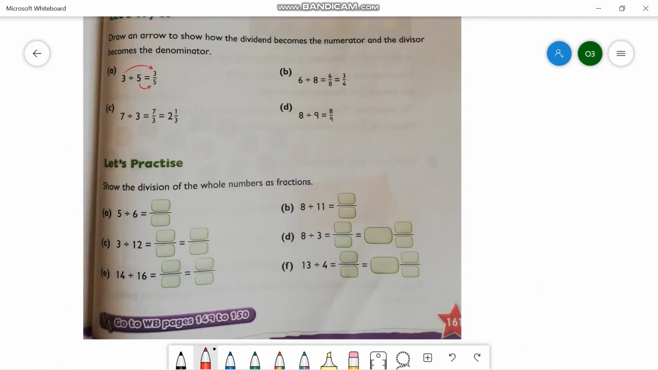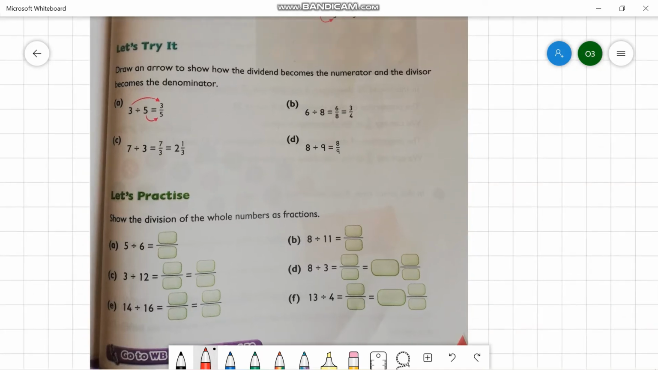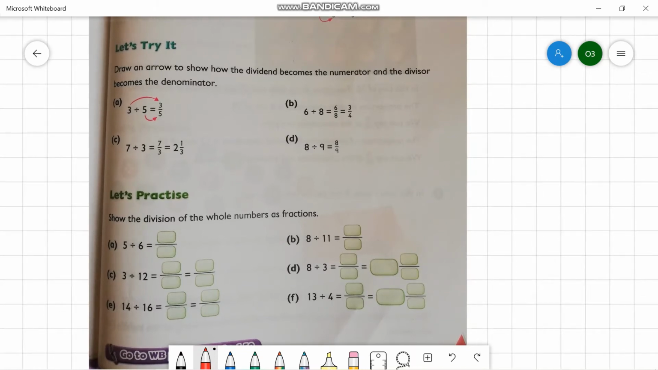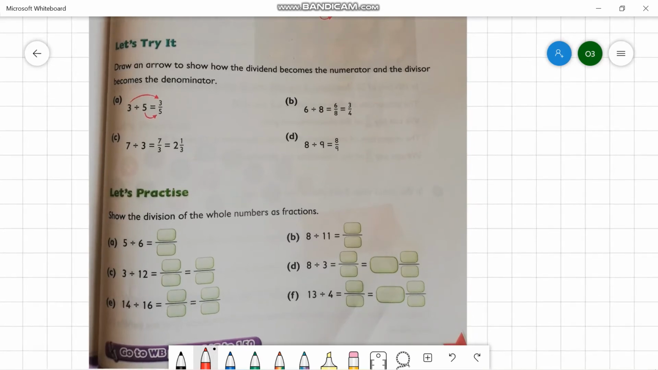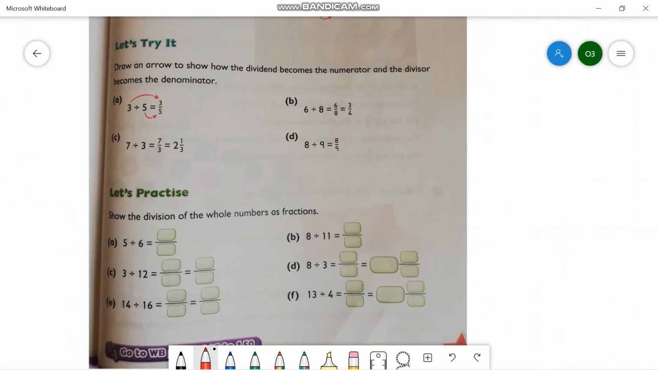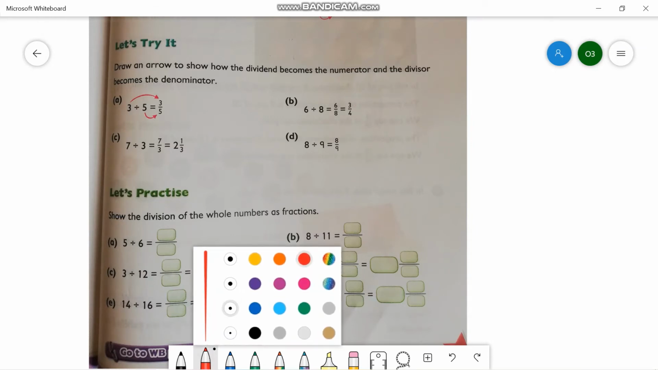So now we're going to answer the activities in your student book. We will answer Let's Try It and Let's Practice page 161. First one, you're going to draw an arrow to show the dividend becomes the numerator and the divisor becomes the denominator. So as I've shown you in the previous example, we're just going to put an arrow to see the relationship between the dividend and the numerator and the divisor to the denominator. So let's go to letter B.